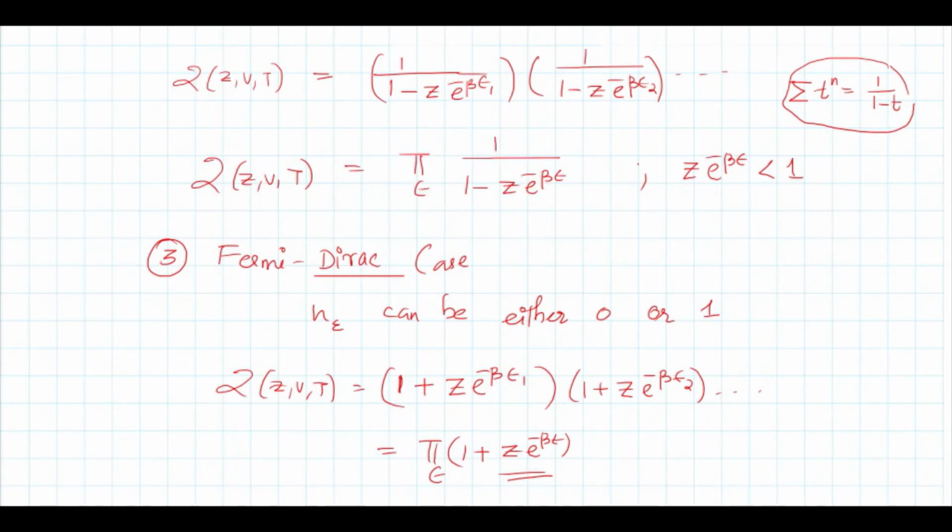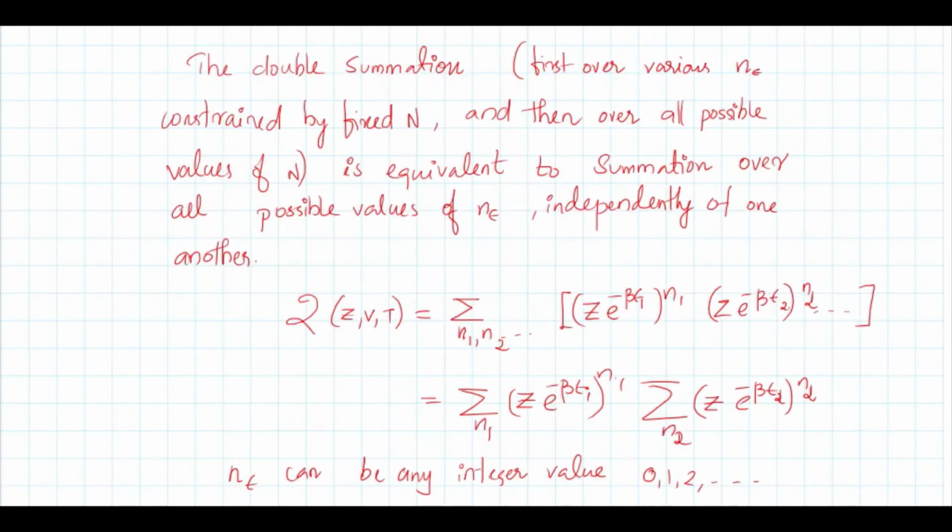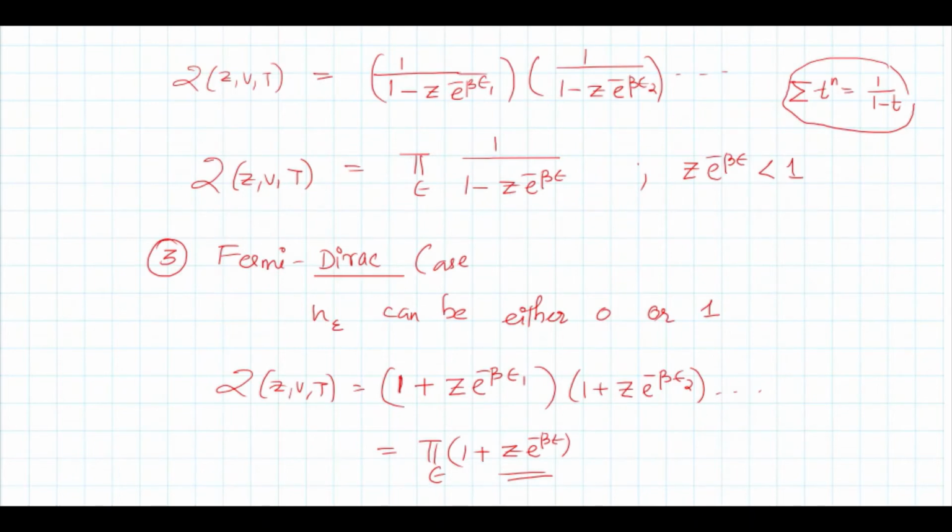In the case of Fermi-Dirac, this n1, n2 cannot take any value. It can take only 0 or 1. Okay, each single particle state can be occupied by a maximum of one particle. Okay, the single particle state can be empty, or it can contain a maximum of one particle. So n1 can take either 0. If n1 is 0, you will get some quantity raised to 0, it is 1. If n1 is equal to 1, you will get z e raised to minus beta epsilon 1. So first term will be 1 plus z e raised to minus beta epsilon 1. Second term will be 1 plus z e raised to minus beta epsilon 2, and so on.